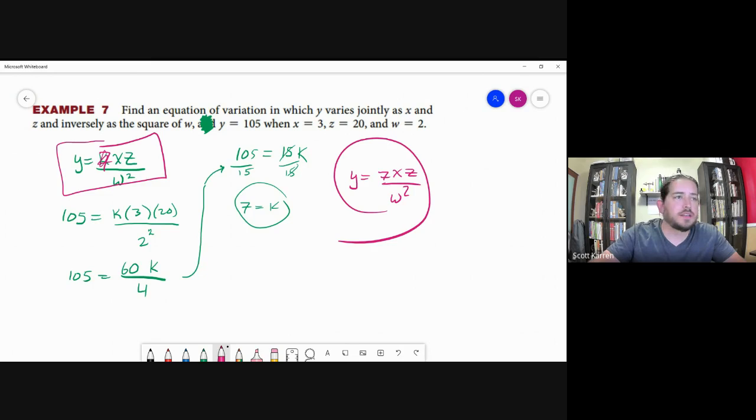We'll see stuff like this in physics. Gravity is like this. I mean, there's all sorts of inverse squares and direct variation, things like that. So anyway, that's it. That's 2.6.